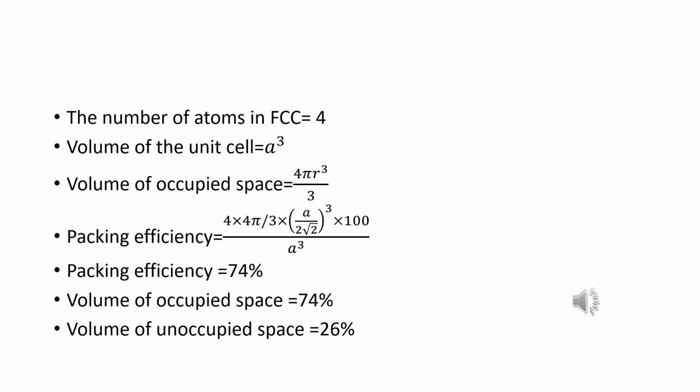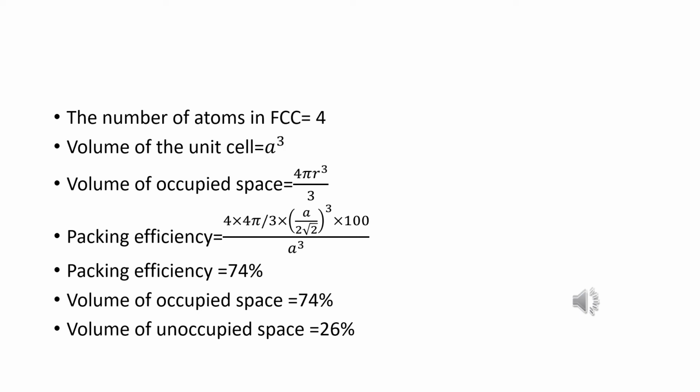See how many atoms are present? 4. The volume of a unit cell, that is the cube, is A cube, and the volume of occupied space equals 4 times 4 pi R cube divided by 3. Here the atoms are considered as spheres, so we take the volume of a sphere equal to 4 pi R cube divided by 3.